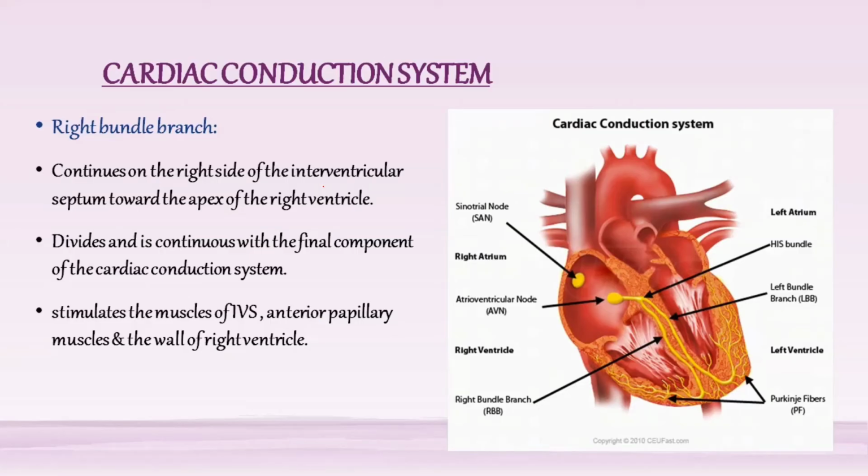Now come to the right bundle branch. The right bundle branch continues on the right side of the interventricular septum. Which part? Muscular part, towards the apex of the right ventricle. Now these right bundle branches enter the septomarginal trabeculae to reach the base of the anterior papillary muscle.